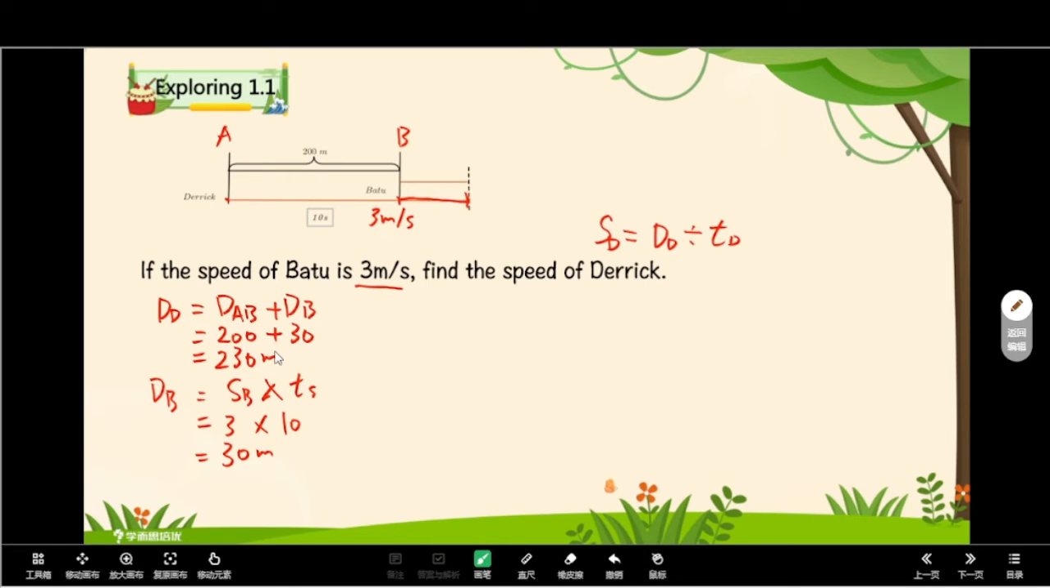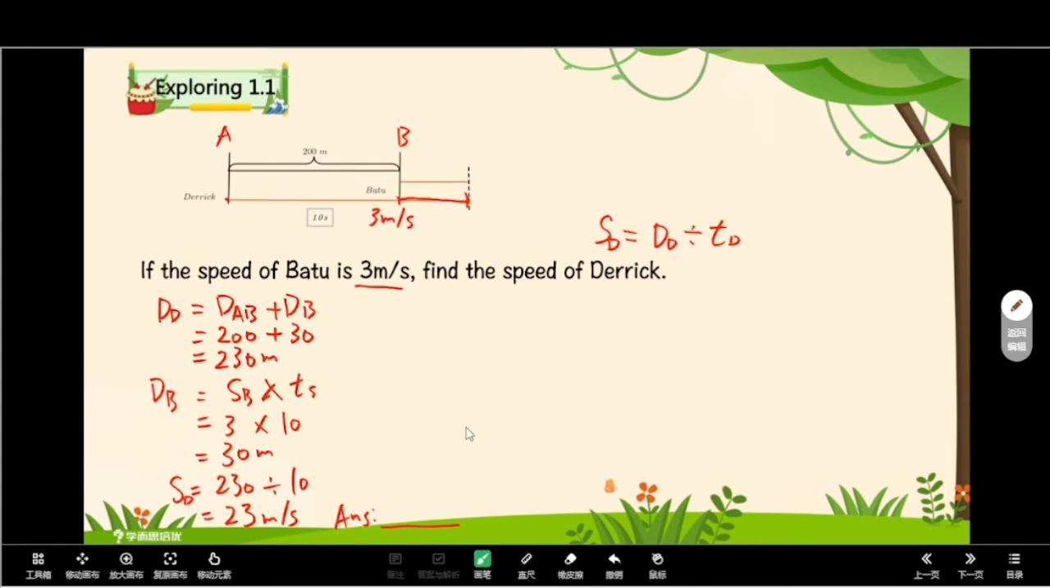230 meters. Then we know the distance of Derek and the time of Derek, and then we can find out the speed of Derek. The time of Derek is 10 seconds also, so the speed of Derek is 23 meters per second. And write down your answer at the end. So we have finished with this question.